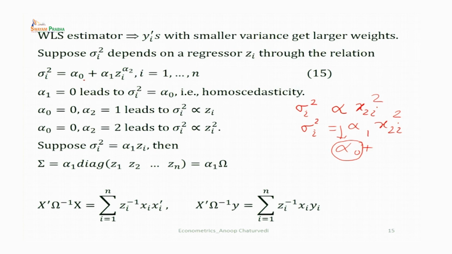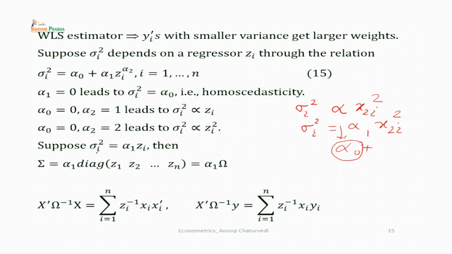So, we are taking sigma_i squared equal to alpha_0 plus alpha_1 z_i to the power alpha_2 for all i equal to 1 to n. Then if we have alpha_1 equal to 0, this leads to sigma_i squared equal to alpha_0. So, we have the case of homoscedasticity. All the sigma_i squared are equal to alpha_0. If we take alpha_0 equal to 0, alpha_2 equal to 1, then this leads to sigma_i squared proportional to z_i, the case which we have discussed here. Or if we take alpha_2 equal to 2, then this leads to sigma_i squared proportional to z_i squared.